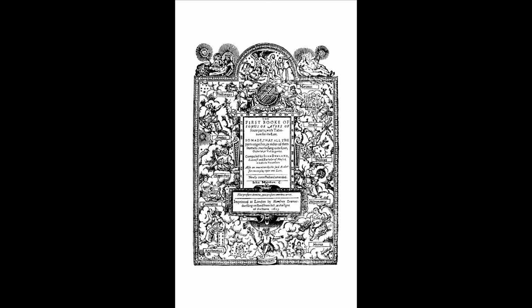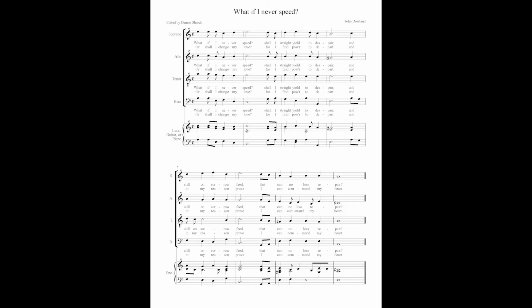Following this advice, we'll take one of the songs or airs in the publication, What If I Never Speed, and we'll present it with soprano singing measures 1 to 8 alone with lute, alto joining her on the repeat of measures 1 to 8 with the second line of text, the soprano singing measures 9 to the end of the piece alone again with lute, and a quartet of SATB voices singing the repeat again with lute.